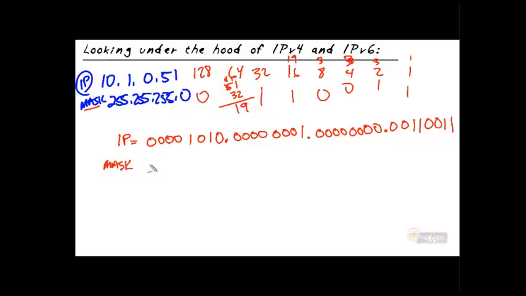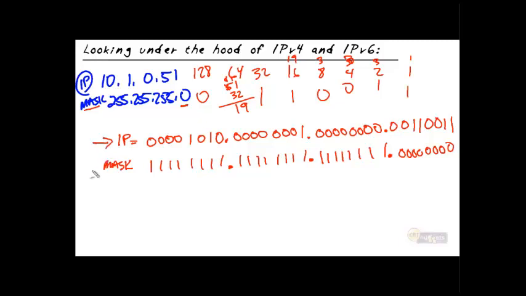In binary, that would look like this. 1, 2, 3, 4, 5, 6, 7, 8, three times over, and this last one, 0, 0, 0, 0, 0, 0, 0, 0. So there are the two components shown in the config: we have the IP address, and we have the mask.